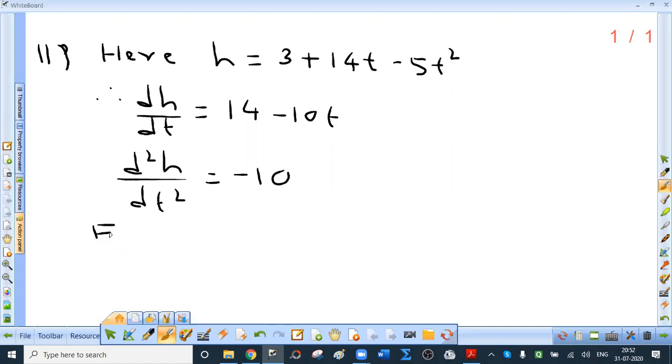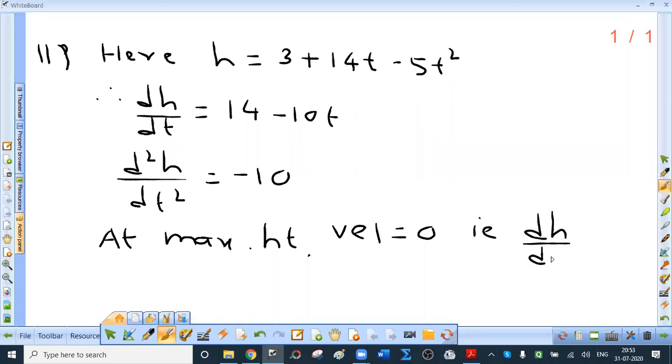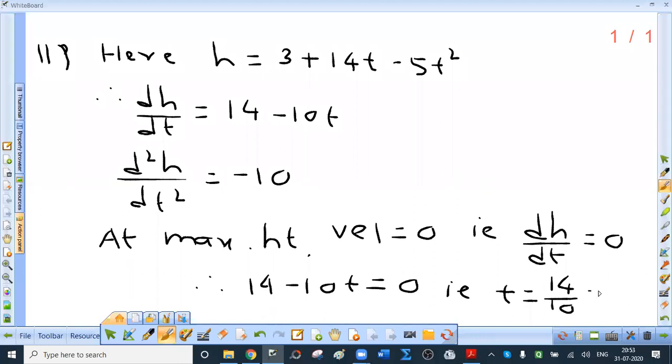At maximum height attained by that ball, velocity equal to 0. That is, dh/dt should be 0. Therefore, 14 minus 10t equal to 0. So tell me what is t? It is 14 by 10, or you can say 7 by 5.